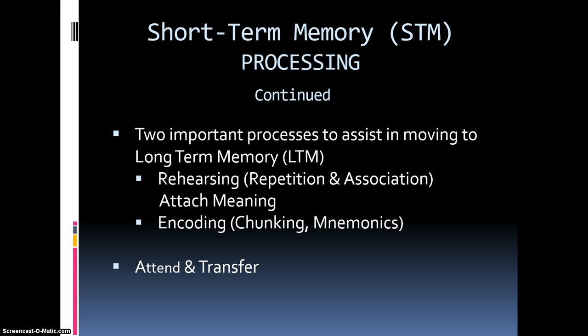Association can be a little better, where you associate to try and remember information. Someone's name, for example, associating what they look like with their name. Attaching meaning is a very good way to help remember and move this information into long-term memory. Also, there's encoding. Examples of encoding would be chunking and mnemonics. And chunking is where grouping multiple pieces of information into meaningful clusters.